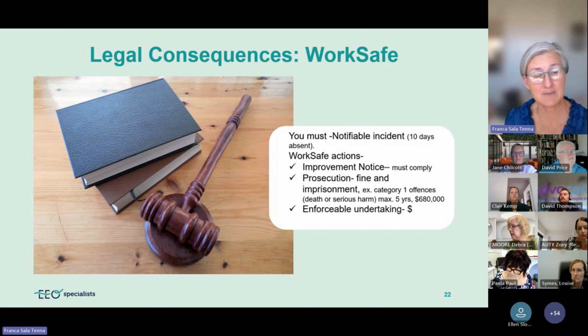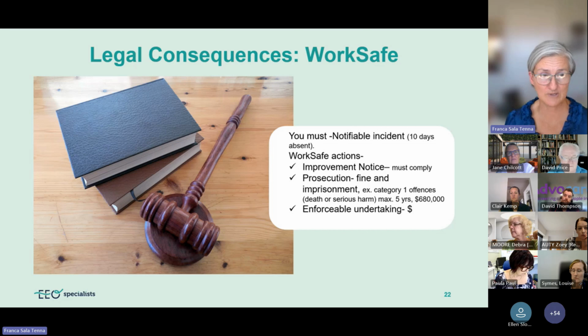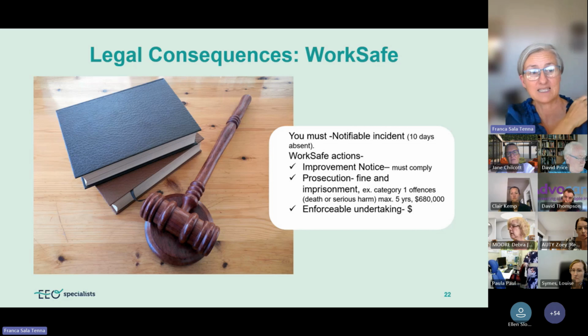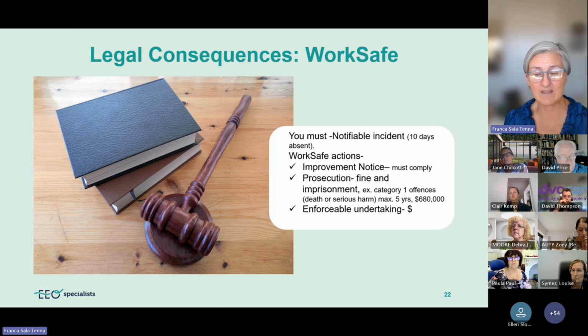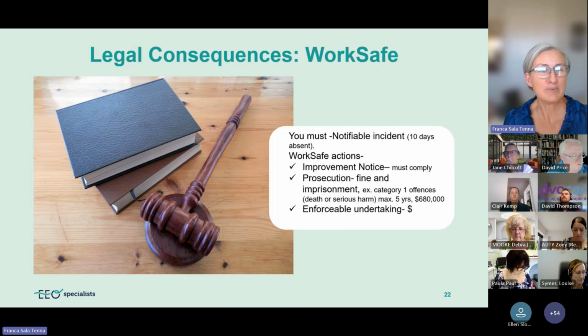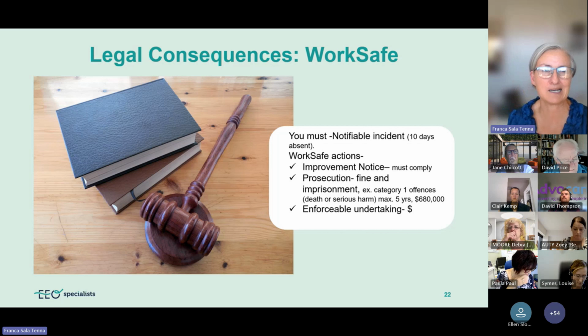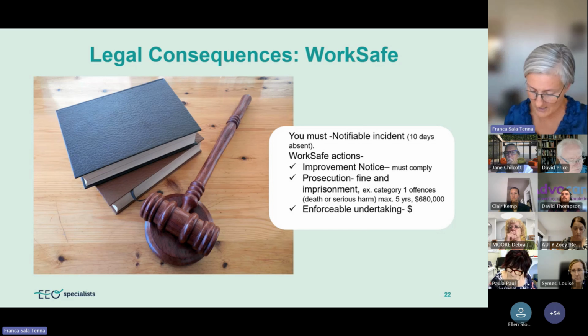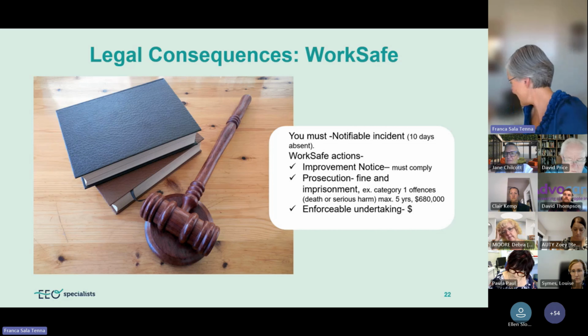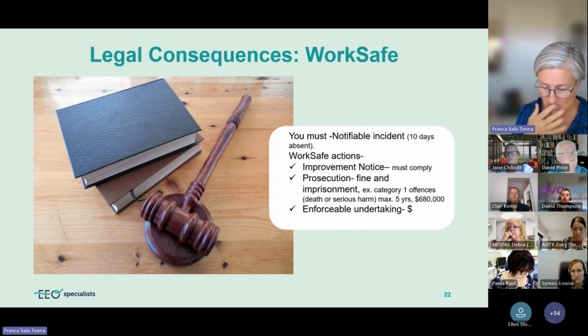And then the last thing, which some of you may or may not know about, is something called enforceable undertakings. An enforceable undertaking is an alternative to imprisonment. It's something the PCBU enters into with WorkSafe. Perhaps the one I'm most aware of, which was issued in December 2023, was with Fortescue, and they entered into an enforceable undertaking in the sum of $1.4 million.